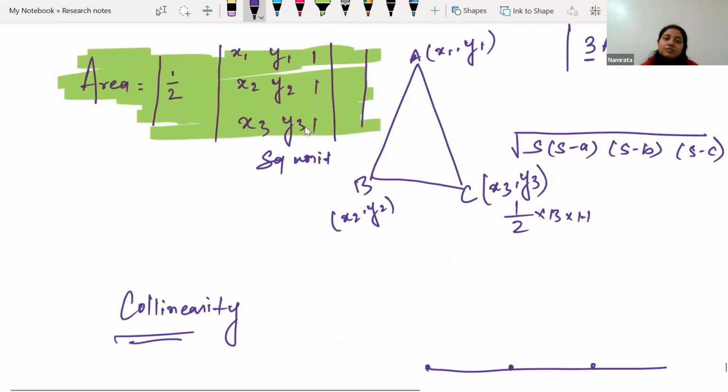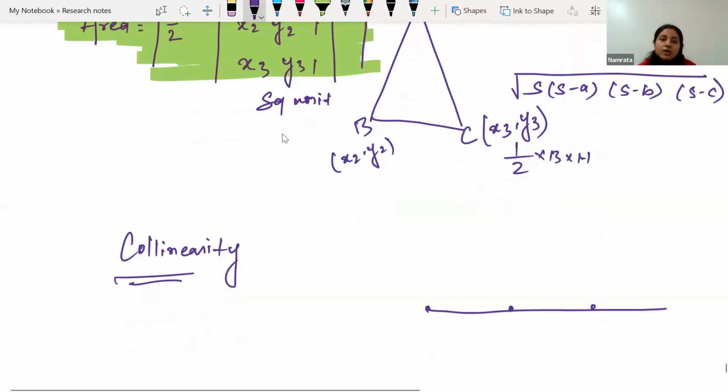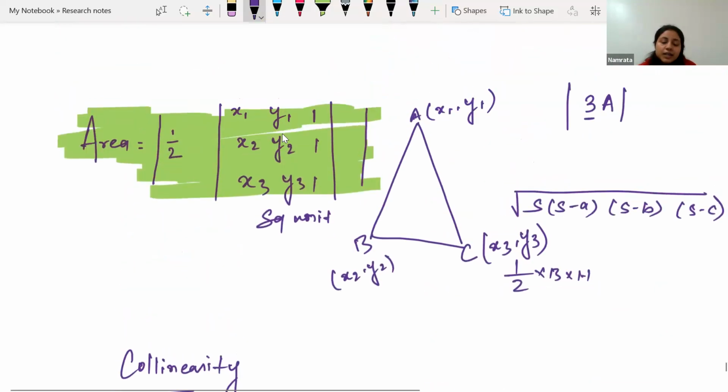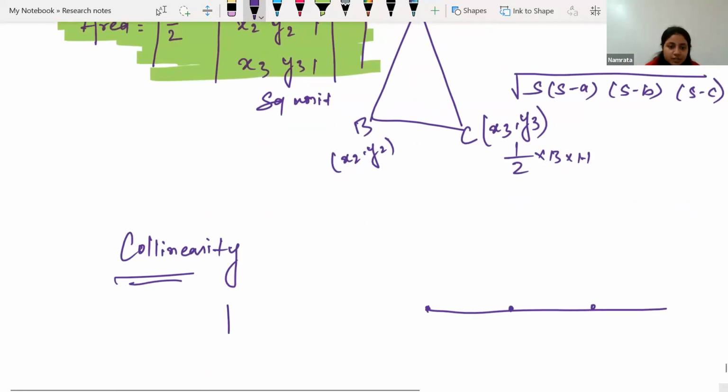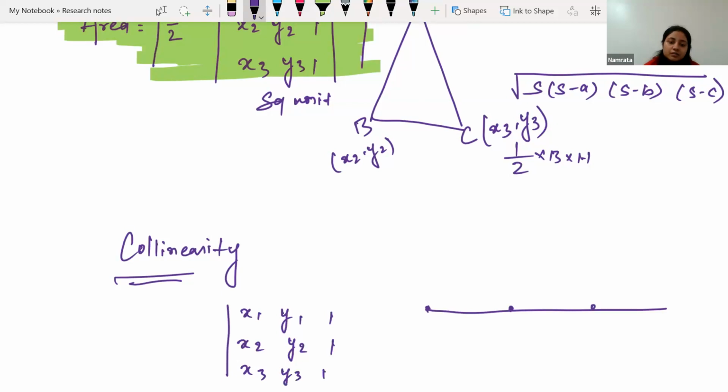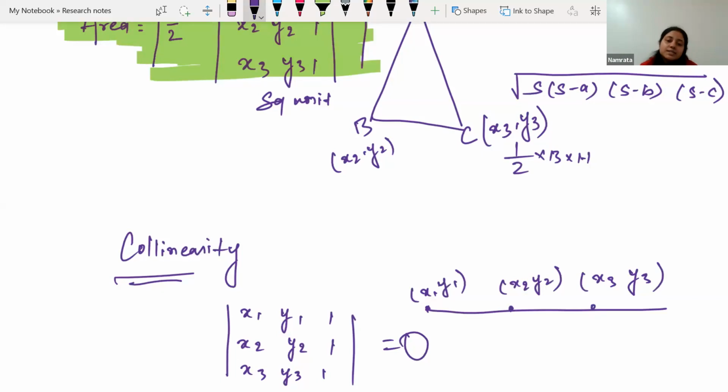So we can take the same determinant, and when that is equal to 0, then we can say 3 points are collinear with each other. So the same determinant we can take: x1 y1 1, x2 y2 1, x3 y3 1, where these are just 3 points. If this is 0, then we can say these 3 points are collinear with each other.